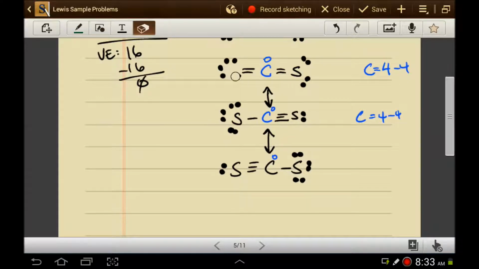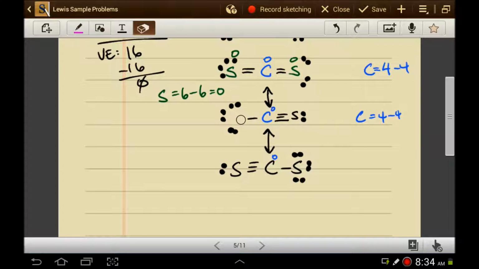Now let's calculate the formal charge of the sulfur. This particular sulfur has a double bond and 2 lone pairs. And then the sulfur on the other side is experiencing exactly the same thing. So sulfur has 6 valence electrons, and we're going to subtract from that 1, 2, 3, 4, 5, 6. So 6 minus 6 is 0. So this sulfur has a formal charge of 0, and that sulfur has a formal charge of 0.